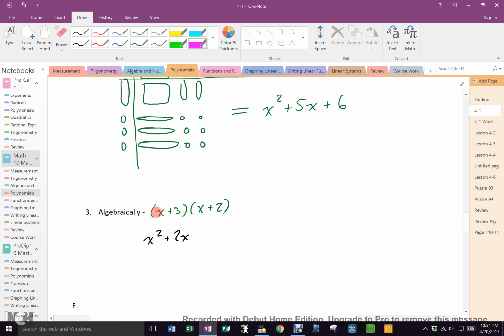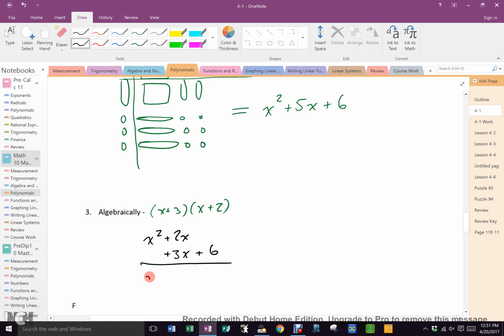What if this x were not there? What would you do? Multiply it out and get what? 3x plus 6, yes? Positive 3x plus 6, yes? Now, we look at this and we see, hey, okay, they're both there, so I must have to do both of them.